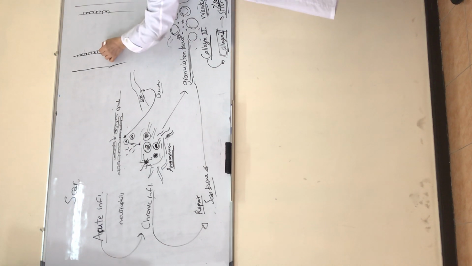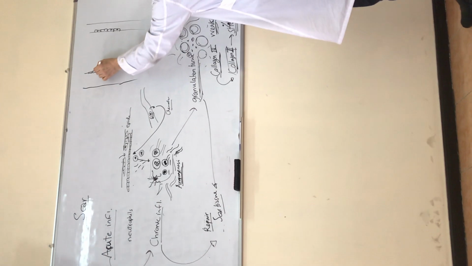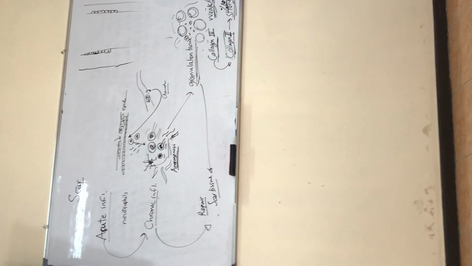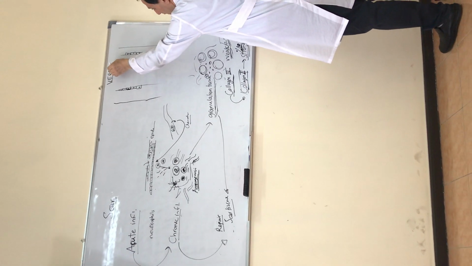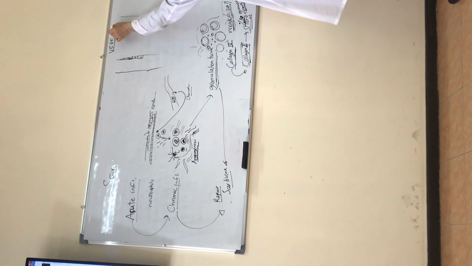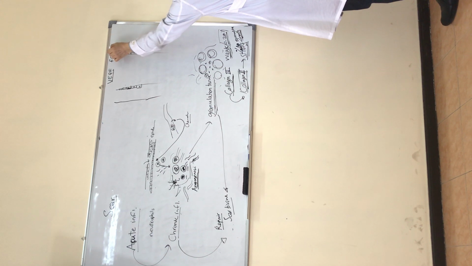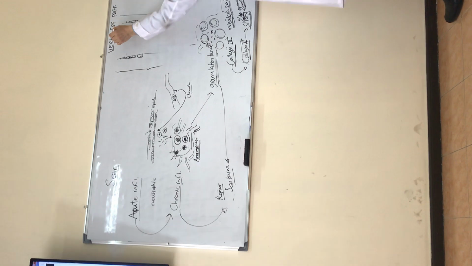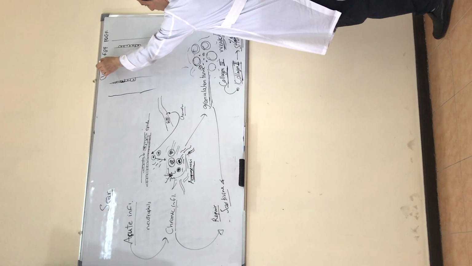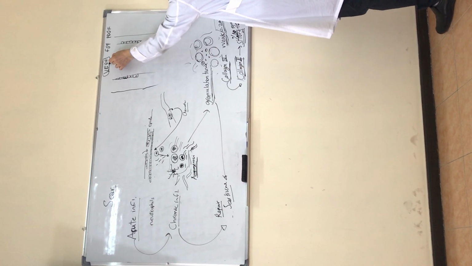To make a new blood vessel, these endothelial cells secrete some growth factors, such as VEGF, vascular endothelial growth factor. There are different growth factors: fibroblast growth factor, platelet-derived growth factor. We have many growth factors. One of the important ones is VEGF, which means vascular endothelial growth factor.